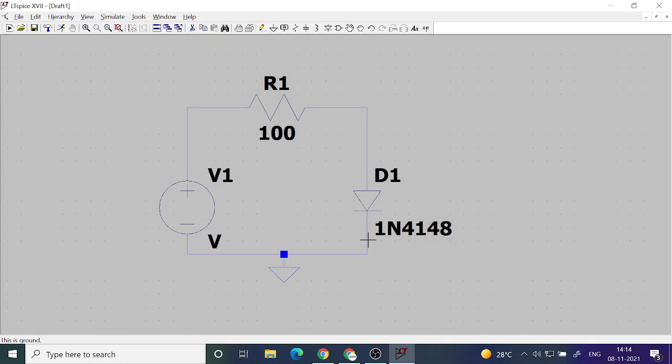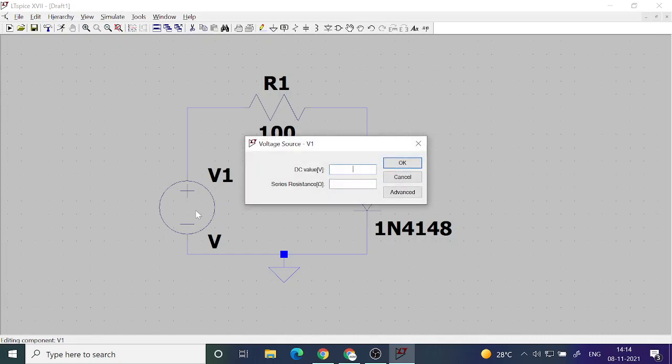Okay, so we need to plot on the x-axis the voltage coming across the diode, not the voltage applied, but the voltage that is coming across the diode, and on the y-axis the current that is passing through the diode. So VI characteristics, V on the x-axis, I on the vertical axis. To vary that voltage and find out the corresponding currents, we need to do what is called the DC analysis. So before I do the DC analysis, let me just give 5 volt here.